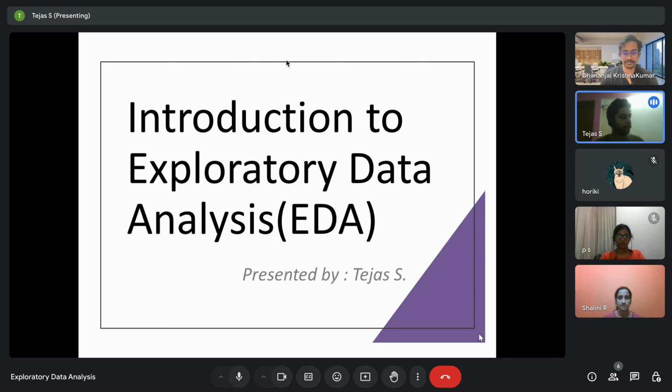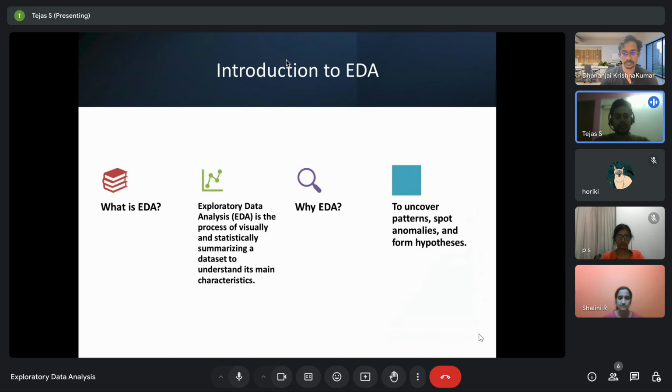Okay. So, today let's understand what is exploratory data analysis, EDA. So, basically, EDA is the process of visually and statistically summarizing a data set to understand its main characteristics. So, why do we perform EDA? This is mainly to get useful insights from the data, identify patterns and relationships between variables. So, we'll understand with an example further.